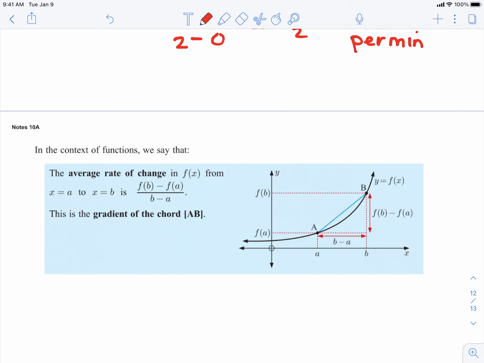So there is an equation that we can use to find the average rate of change. It is the slope of the chord. So here are our 2 points, and we want to find the distance between the y and the x. And this is what this equation looks like here.